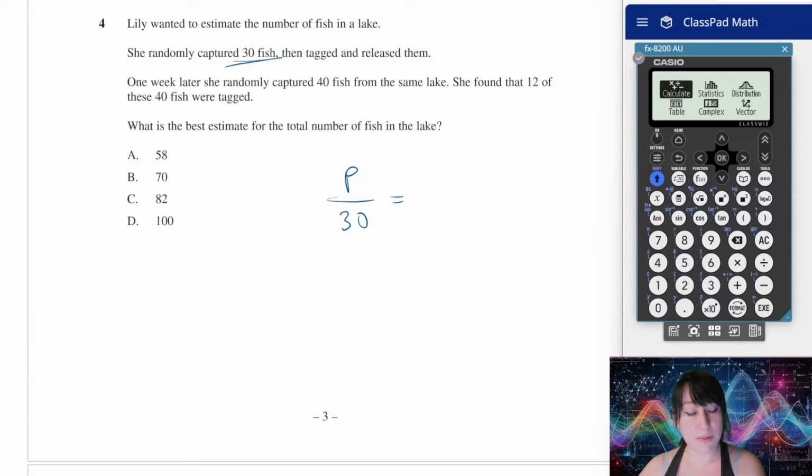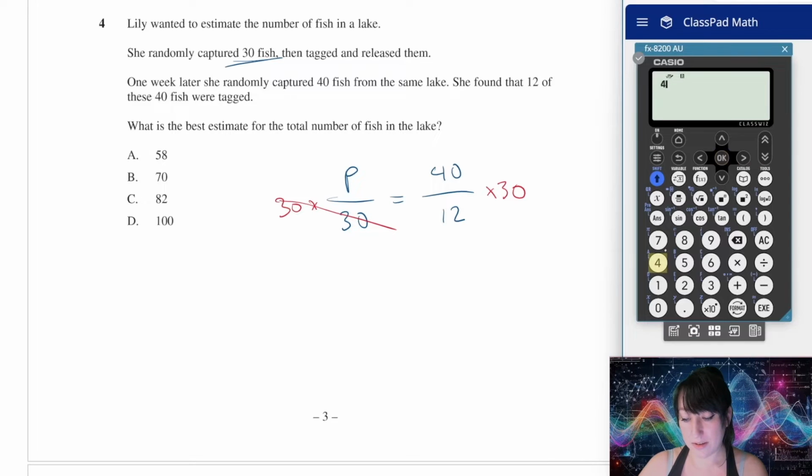Now be careful because I'm putting the total in the top of this ratio, so I have to do the same for the second ratio. The total in the sample is 40. The tagged is 12. These ratios are equivalent, so I can just solve for P. All I need to do is multiply by 30. All right, so we'll work that out. 40 over 12 times 30 is 100. So the answer is D.